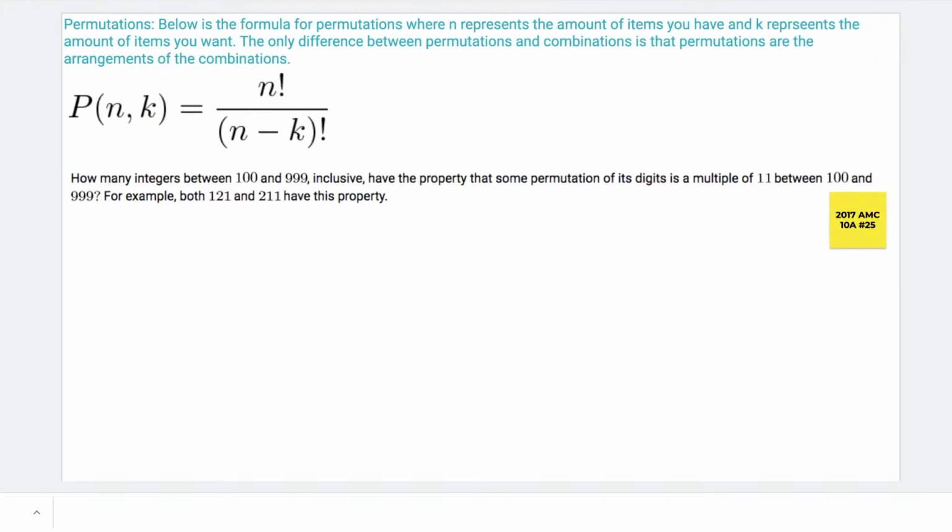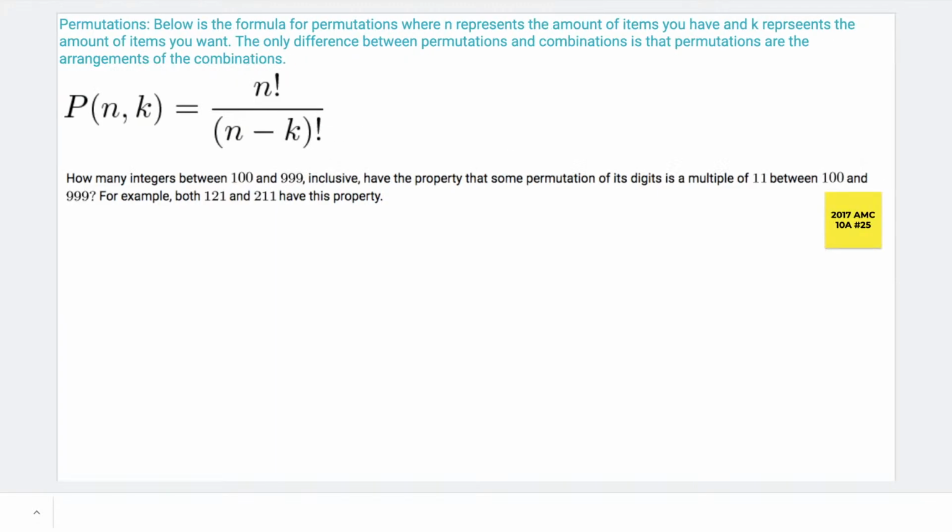So permutations. Now the only difference between permutations and combinations is that permutations include the different arrangements of the combinations. Permutations are arrangements of the combinations. For example, there's a good problem: how many integers between 100 and 999 inclusive have the property that some permutation of its digits is a multiple of 11? For example, 121 and 211 have this property.